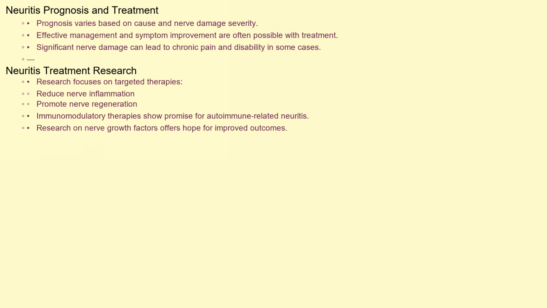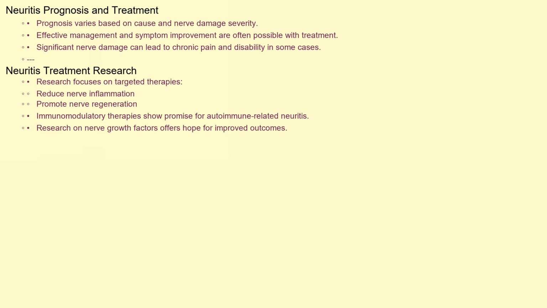The prognosis for neuritis varies depending on the underlying cause and the severity of nerve damage. In many cases, with appropriate treatment, neuritis can be effectively managed, and individuals can experience significant improvement in their symptoms. However, in some cases, particularly when there is significant nerve damage, neuritis can lead to chronic pain and disability.